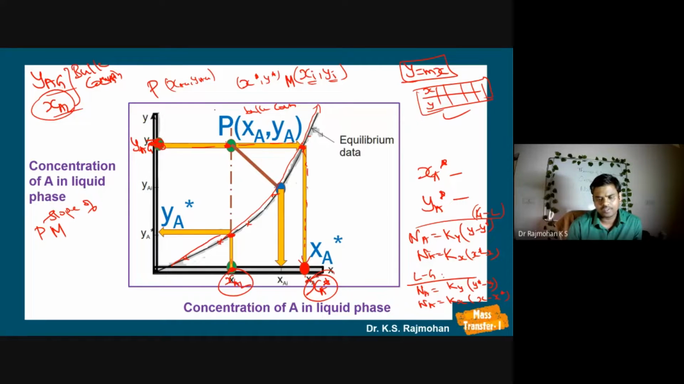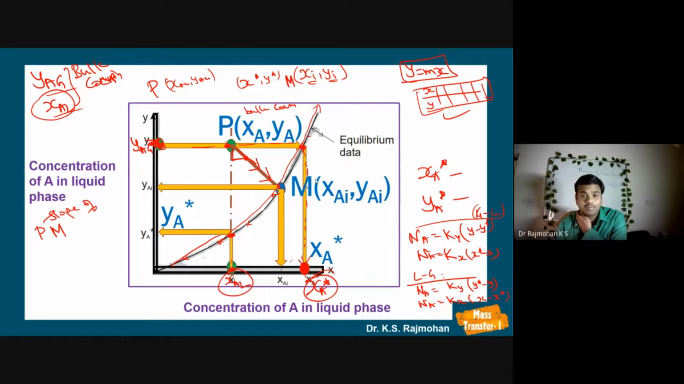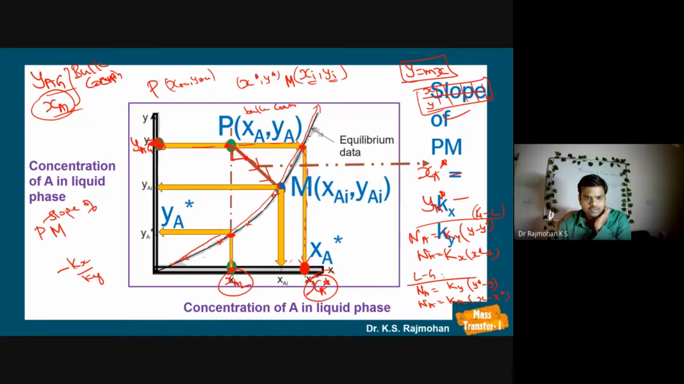By substituting the slope value, we draw the line with the dy by dx value. Once you know the slope, it can be extended to get the corresponding value. So this will be our xi comma yi value, that is your M point. Xi comma yi can be determined from this, and it can also be used to solve problems. The slope is given by minus kx by ky.